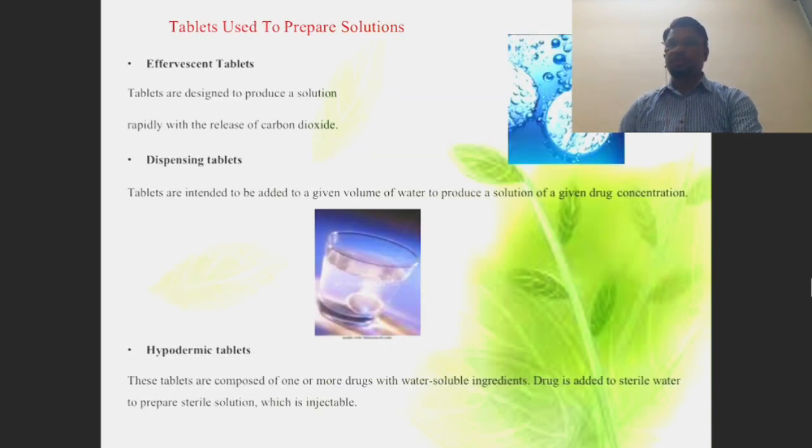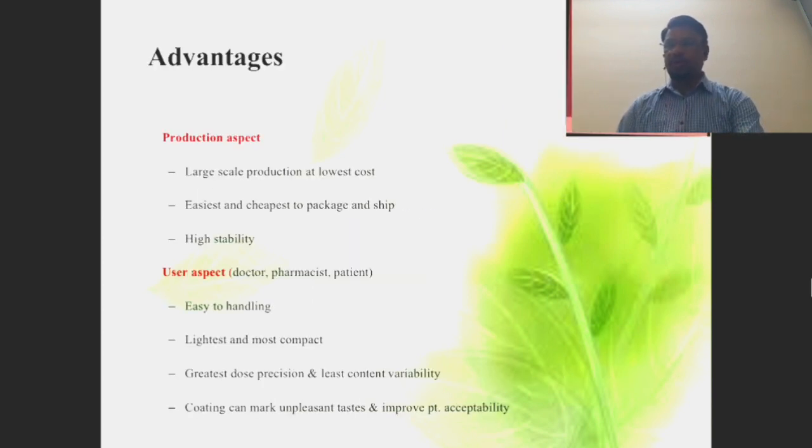Then there are effervescent tablets and dispensing tablets. Hypodermic tablets are there. Effervescent tablet basically, Dispirin is the best example of the effervescent tablet. Whenever we put it into the solution, there will be a release of carbon dioxide. You can see the bubbles. Okay, so that is the effervescent tablet. Okay, hypodermic tablets are there.